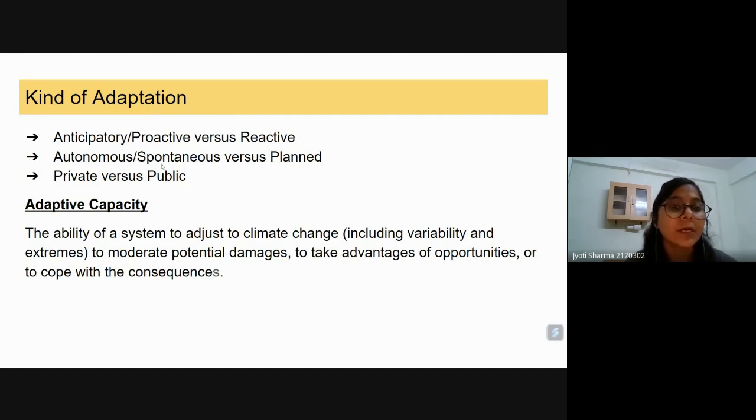Some adaptation happens spontaneously, so this is autonomous or spontaneous. Or some adaptations are planned in nature. Some adaptations are happening by the government itself, and some by private entities. So the kinds of adaptation are private versus public, spontaneous versus planned, or proactive versus reactive. Because we have to increase our adaptive capacity for climate change. So what is it? The ability of a system to adjust to climate change, to moderate potential damage, to take advantage of opportunities, or to cope with the consequences. This is the definition of adaptive capacity.